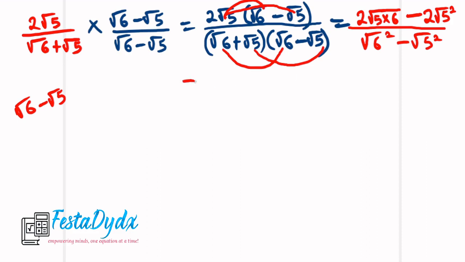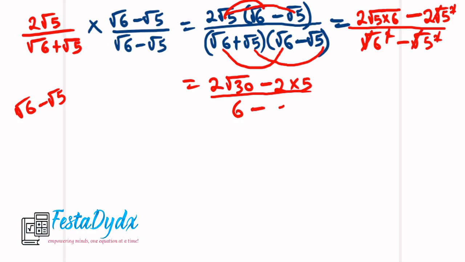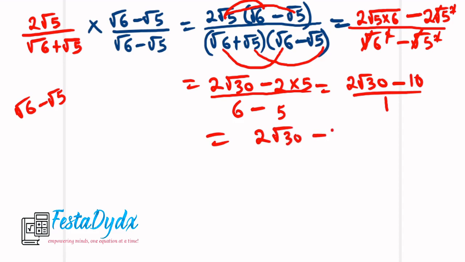So now let's simplify this. For the numerator, 2 root 5 times 6 is 2 root 30, minus 2, then square root cancels square, we are left with times 5. All over, square root cancels square, we are left with 6 minus, square root cancels square, we are left with 5. So our final answer here is 2 root 30 minus 2 times 5 is 10, all over 6 minus 5 is 1. So anything divided by 1 is that same thing. So our answer here is 2 root 30 minus 10. Now let's look at the third one.